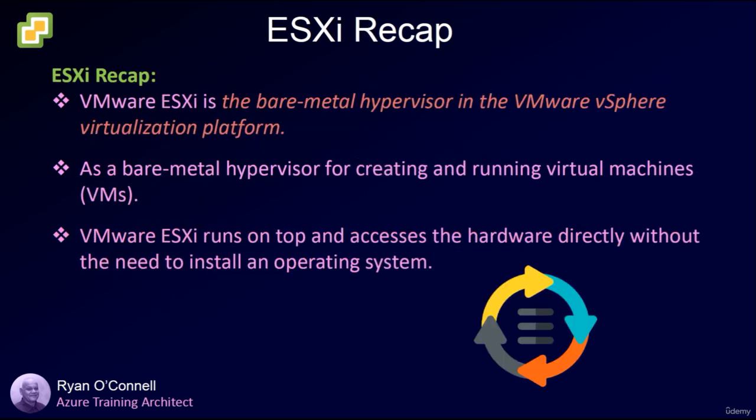Of course, to recap, VMware ESXi is a bare metal hypervisor in the VMware vSphere virtualization platform for creating and running virtual machines. VMware ESXi runs on top of hardware, and it interacts with that hardware directly, so you don't need to install an operating system and then install VMware on top of that. You don't do that. You can just go ahead and install VMware directly onto the hardware, and of course the VMware operating system is the hypervisor.